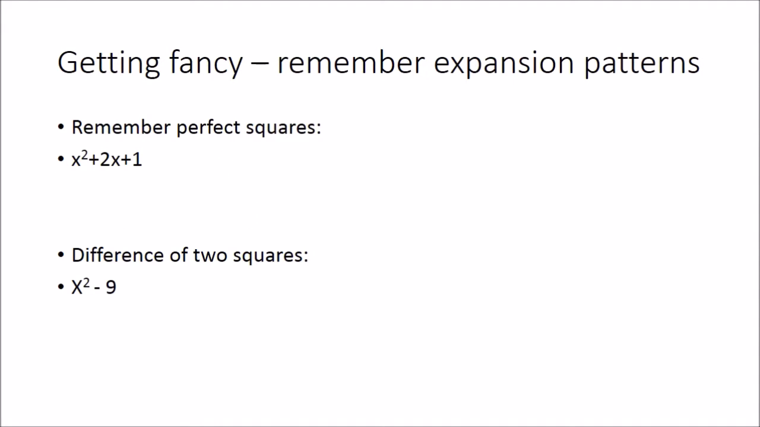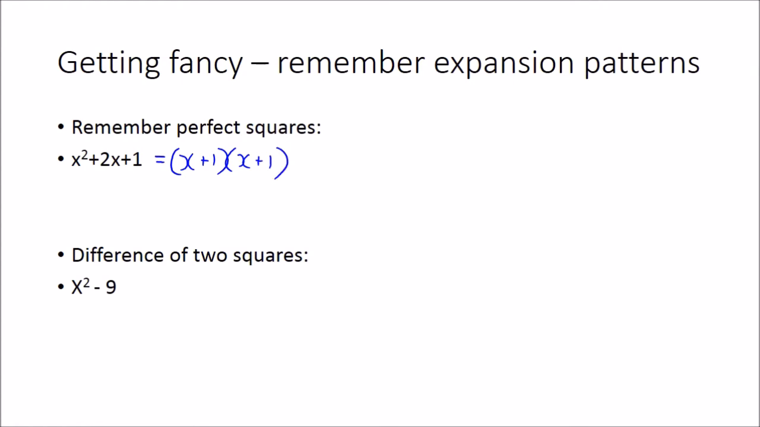Now, there's a couple of things that you might remember as well, and you might find useful, although this is getting a little bit further ahead. If you remember your expansion patterns, you can also work backwards from those to factorize, and you don't really need to do a lot of calculation when you're doing this. So if we think about perfect squares, so x squared plus 2x plus 1, now that is the product of two identical binomials, and in this case it is x plus 1 times x plus 1.